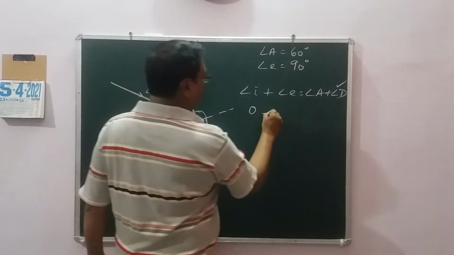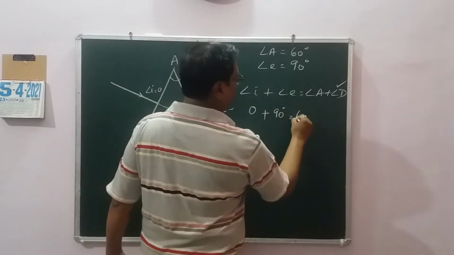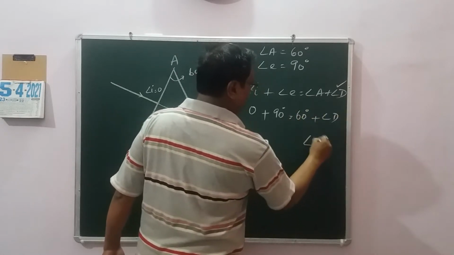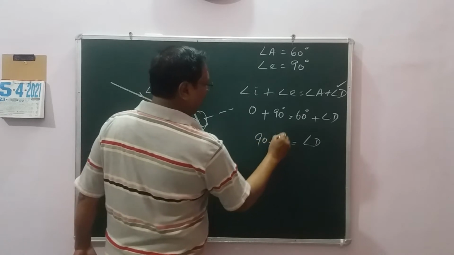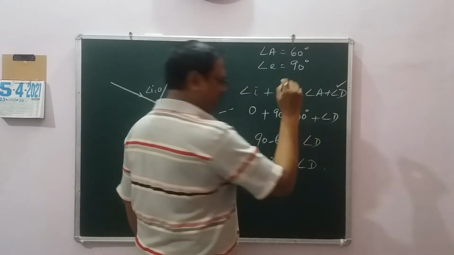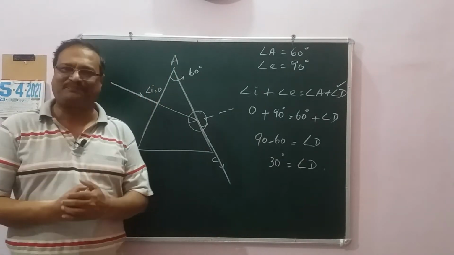Yes, so 0 plus angle of emergence 90 degree is equal to angle of the prism 60 degree plus angle of deviation, or angle of deviation is equal to 90 minus 60, that is 30 degree, which is the angle of deviation.